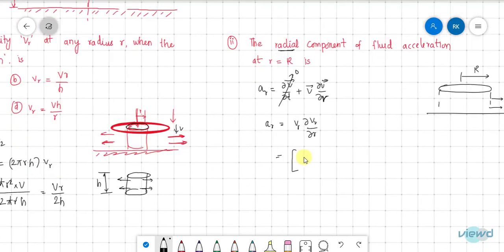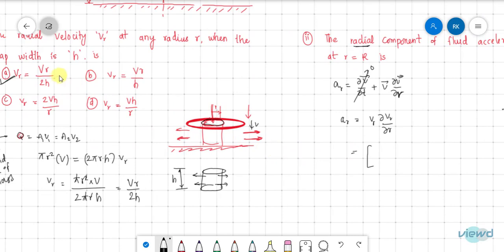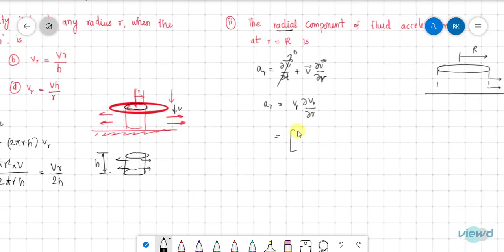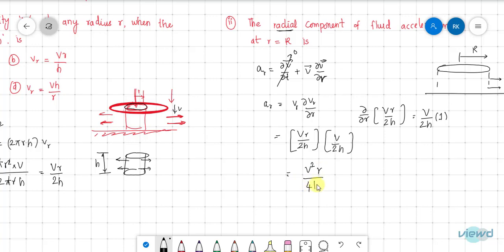The radial velocity that we have got here is Vr by 2h, so V into r divided by 2h. And dou Vr by dou r, so dou by dou r of V into r by 2h. V is constant, 2h is constant, dou by dou r of r is equal to 1. So V by 2h, so V square into r by 4h square. So V square into r divided by 4h square is the answer.